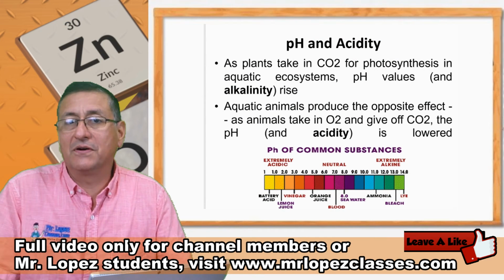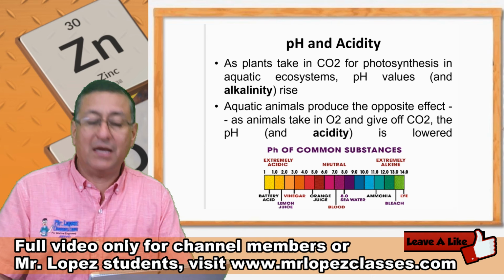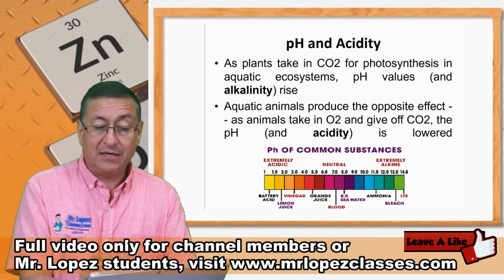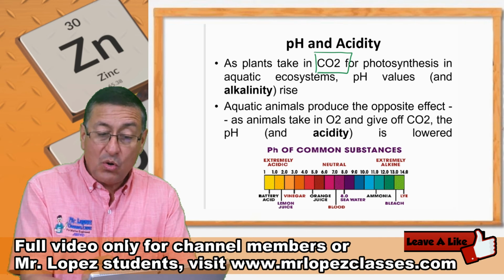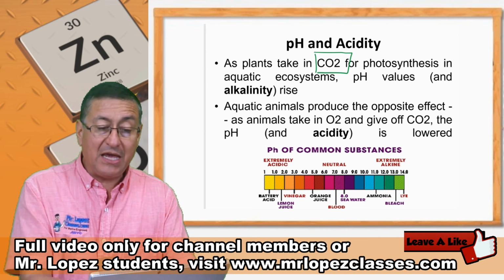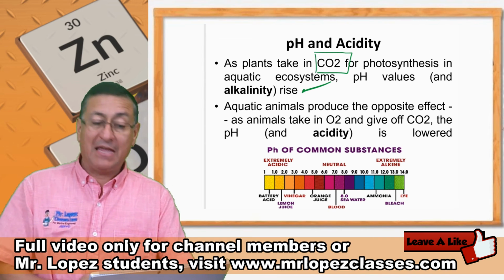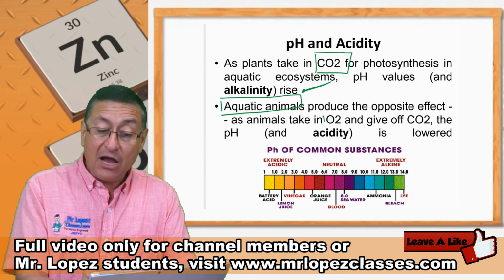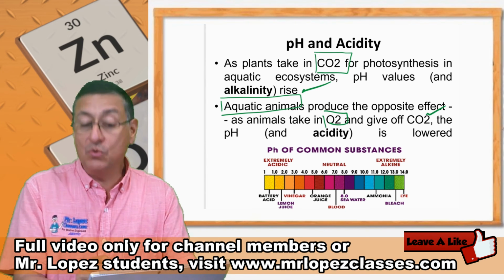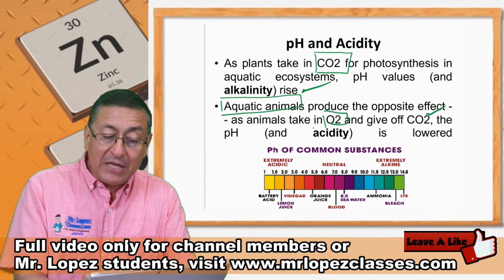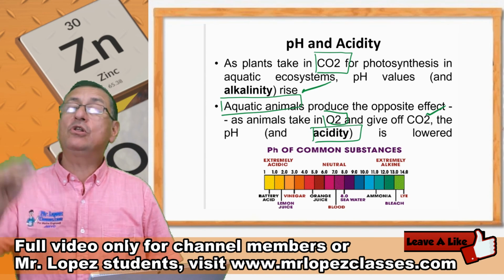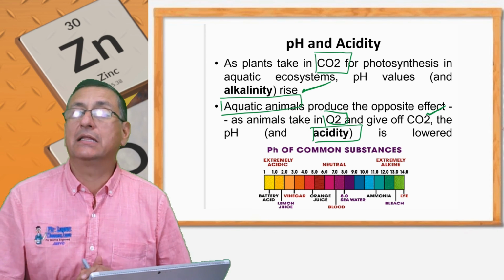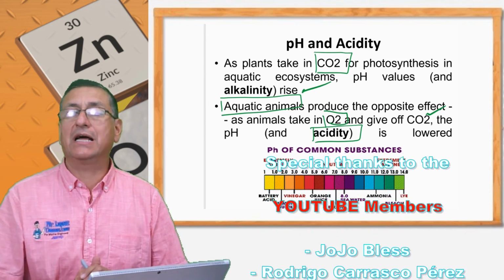In regards to the aquatic plants and the aquatic animals. The aquatic plants take the CO2 and with photosynthesis they increase the alkalinity. And the aquatic animals take the oxygen and produce CO2 and reduce the acidity. The animals reduce the acidity and the plants increase the alkalinity. The aquatic animals and the aquatic plants.